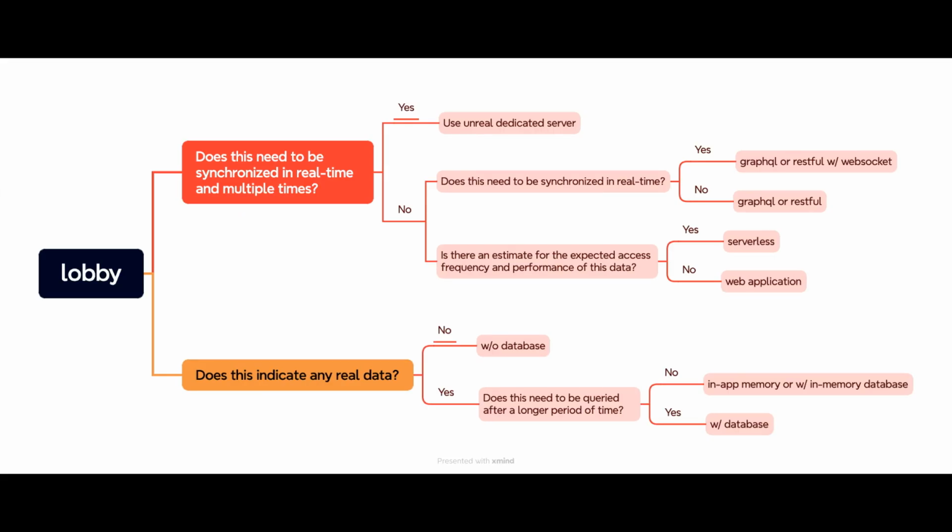Next, let's talk about the lobby system. A lobby system is used to team up with friends and interact with other players or environment objects, for example, take a pose, draw a doodle, kick cans, or anything else. It syncs many things, for example, environment object transformation, in real time and multiple times. So we can use an Unreal dedicated server, but this data is not persistent data. We don't need any database.